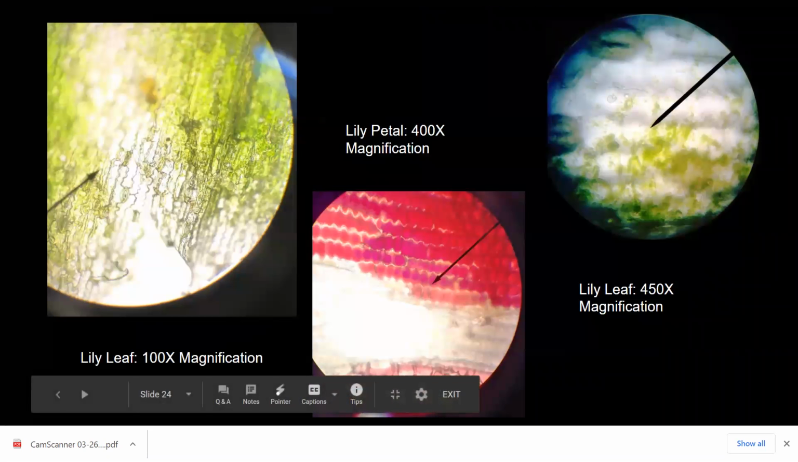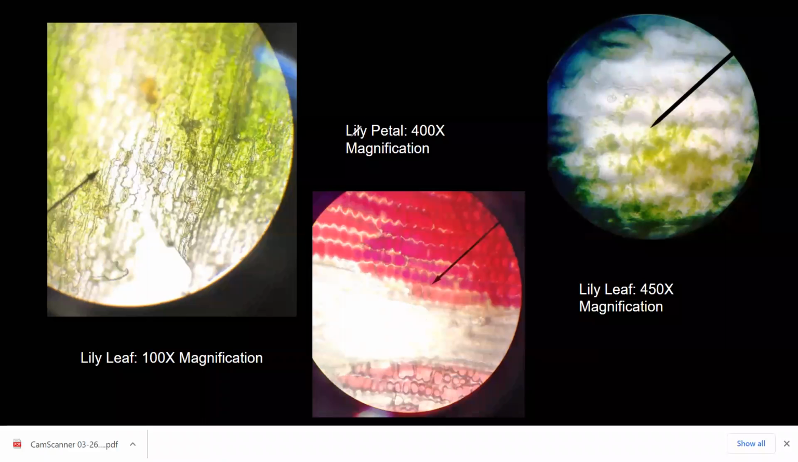And then these images here were taken without dyes. So what I did with these was I took very, very thin layers of a lily leaf and a lily petal, and I just stuck them under the microscope just to see what would happen. And actually it turned out really, really well because you can see the edges of all of these different cells in this image over here.